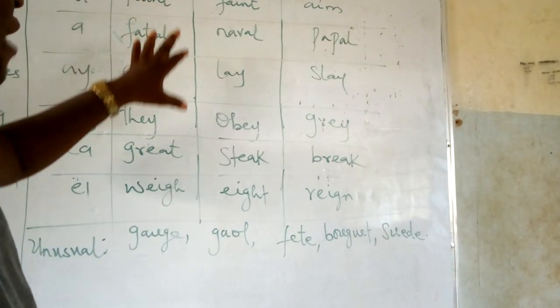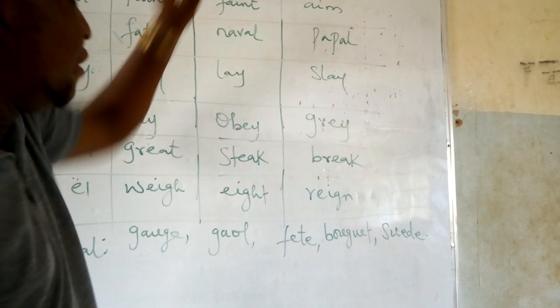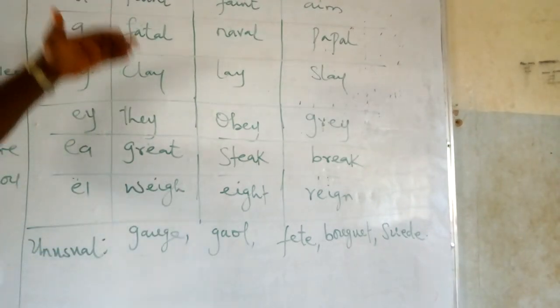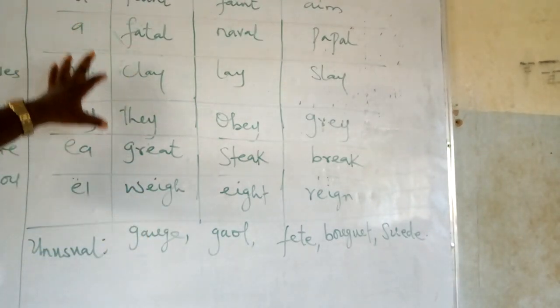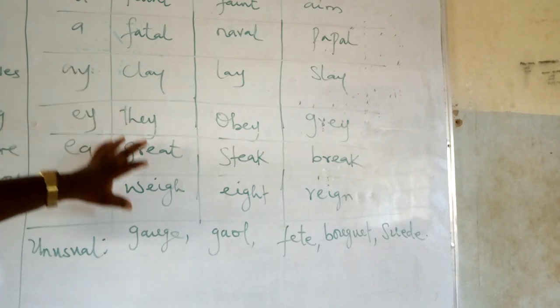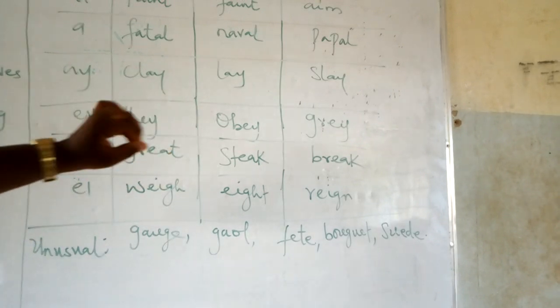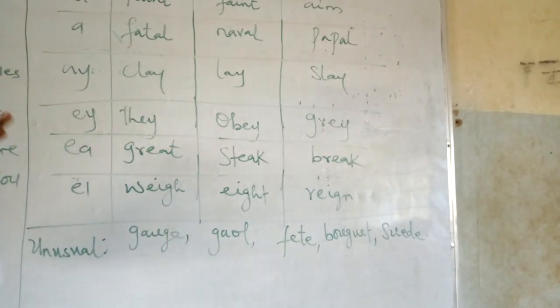So these are some few examples where the sound A can be articulated. These are some of the words that have the A sound. In the next lesson, we are going to look at the I sound and the O sound. Thank you.